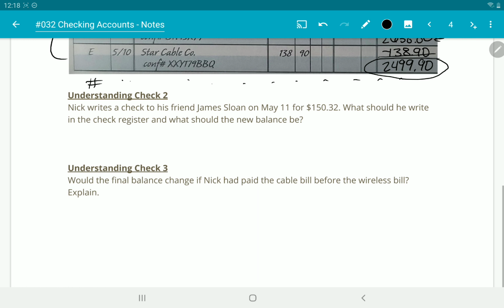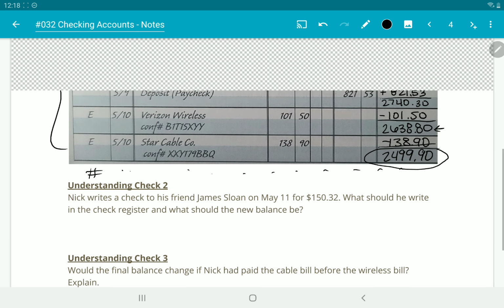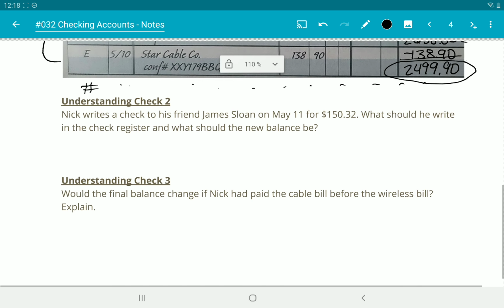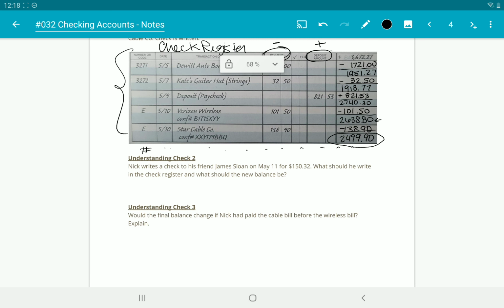Understanding check three. Would the final balance change if Nick had paid the cable bill before the wireless bill? I want you to look through this and think through this and explain why or why not it would be different. So that's the basics of a checking account.